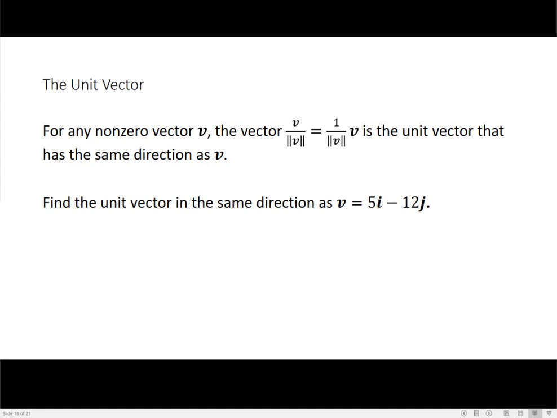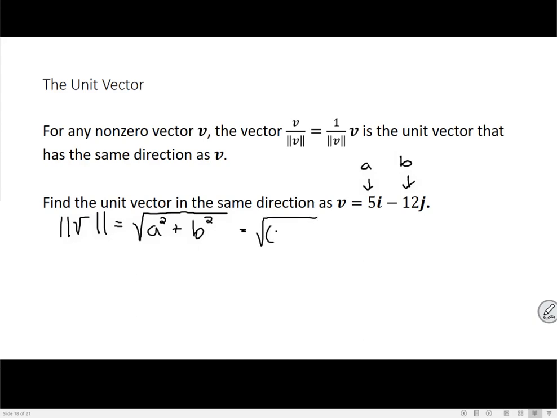So let's try that in this example here. To find the unit vector in the same direction as v equals 5i minus 12j, the unit vector first again needs the magnitude. The magnitude of v is defined as the square root of a squared plus b squared, where a and b are the i and j components of your vector in position format, in your position vector. So I just first need to plug in my a and b.